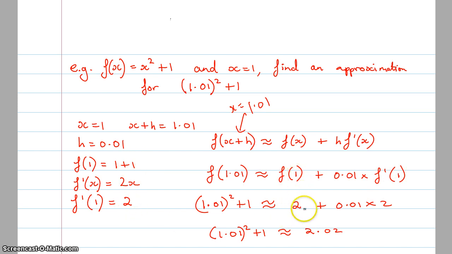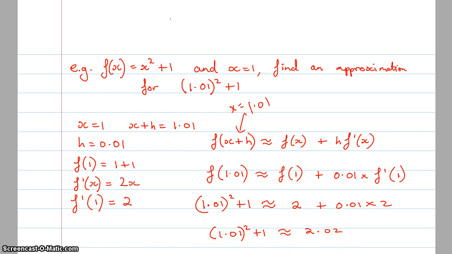F of 1 is 2. Where did I find that? Oh yeah, here we go. F of 1 is 2, plus 0.01 because that's what h is, multiplied by 2 because that's what f dash of 1 is, and I end up getting 2.02. So an approximate answer to 1.01 squared plus 1 is 2.02.